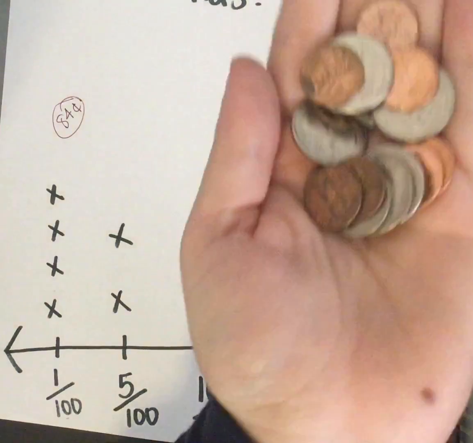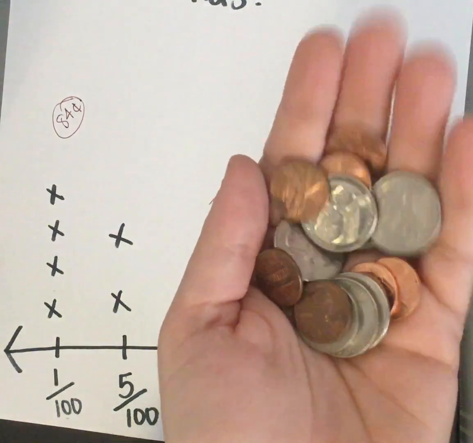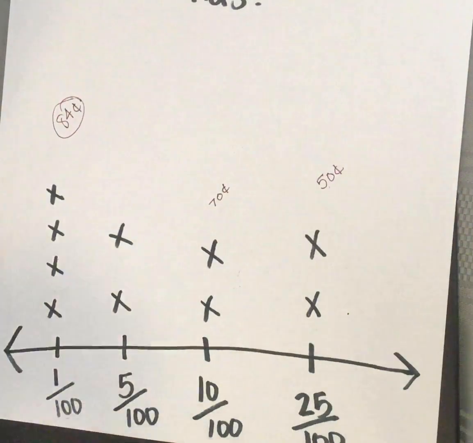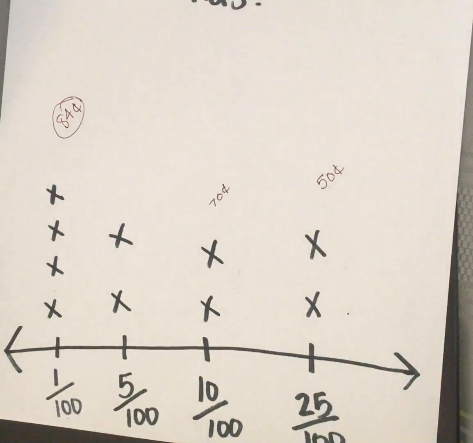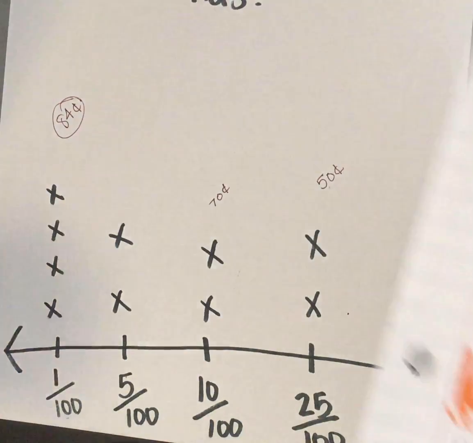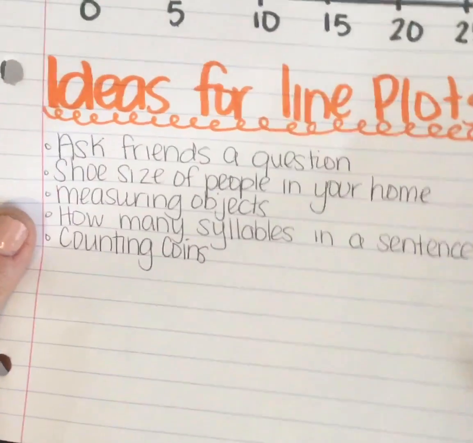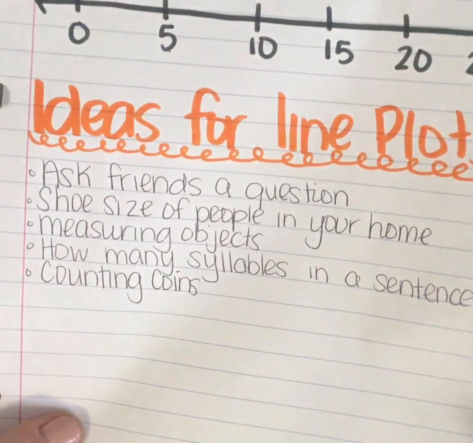So I still have a ton of change left to count. So I'm going to go off and count these. I am excited to see what you come up with to create your own line plot. You can always rewind the video if you need more ideas, but I'm excited to see what you come up with.